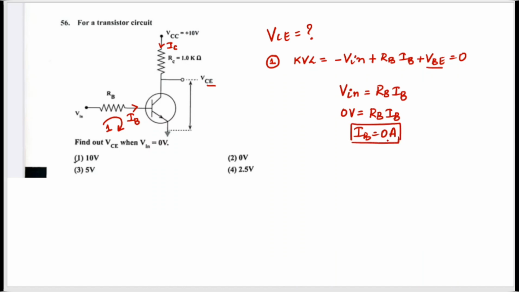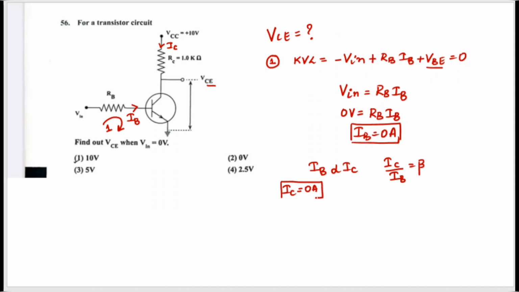Why I am doing this is, we have a relation between IC and IB that we know, right? IB is directly proportional to IC. Or else we have the formula IC divided by IB is equal to beta. Everyone will be knowing, if the IB value is equal to 0, obviously IC value is equal to 0. It will be 0 ampere.